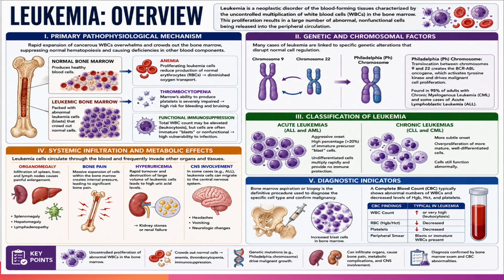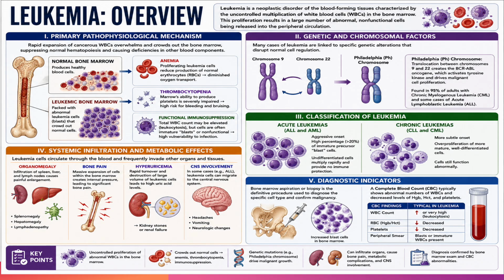Now let's talk about leukemia. Leukemia is a cancer of the blood forming tissues characterized by uncontrolled proliferation of abnormal white blood cells in the bone marrow, right? As leukemic cells multiply, they crowd out normal blood cell production. This causes anemia from decreased red blood cells, thrombocytopenia from decreased platelets, and functional immunosuppression because abnormal WBCs do not function properly. So basically, you're immunosuppressed, you have decreased platelets and decreased RBCs.